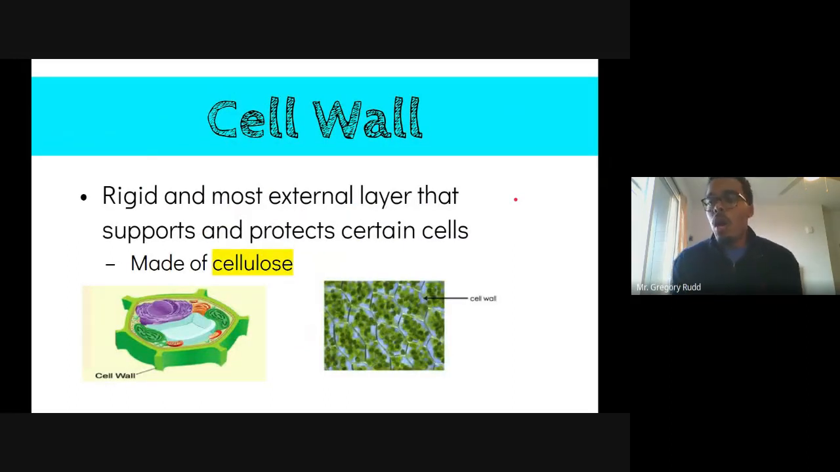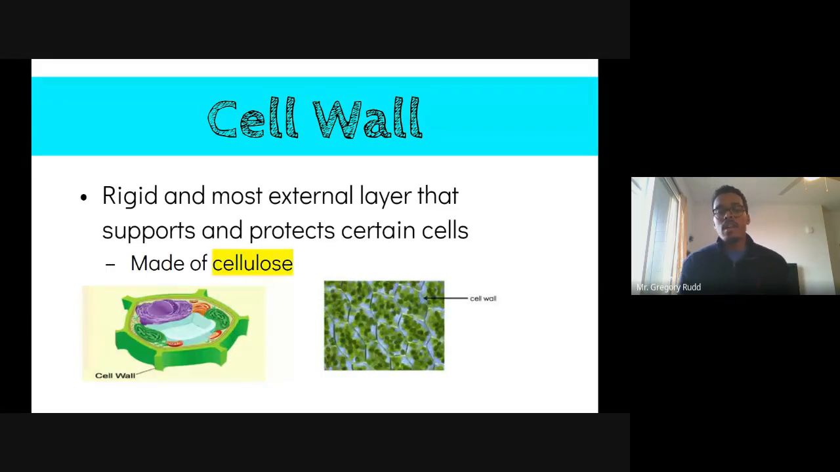Okay, so the cell wall is one of those other organelles. Josue mentioned that only plant cells have chloroplasts. Cell walls can also only be found in plant cells as well as some bacteria. A cell wall is the rigid outermost layer, meaning the most external layer, that supports and protects certain cells, meaning plant cells and some bacteria. The cell wall is made of cellulose.